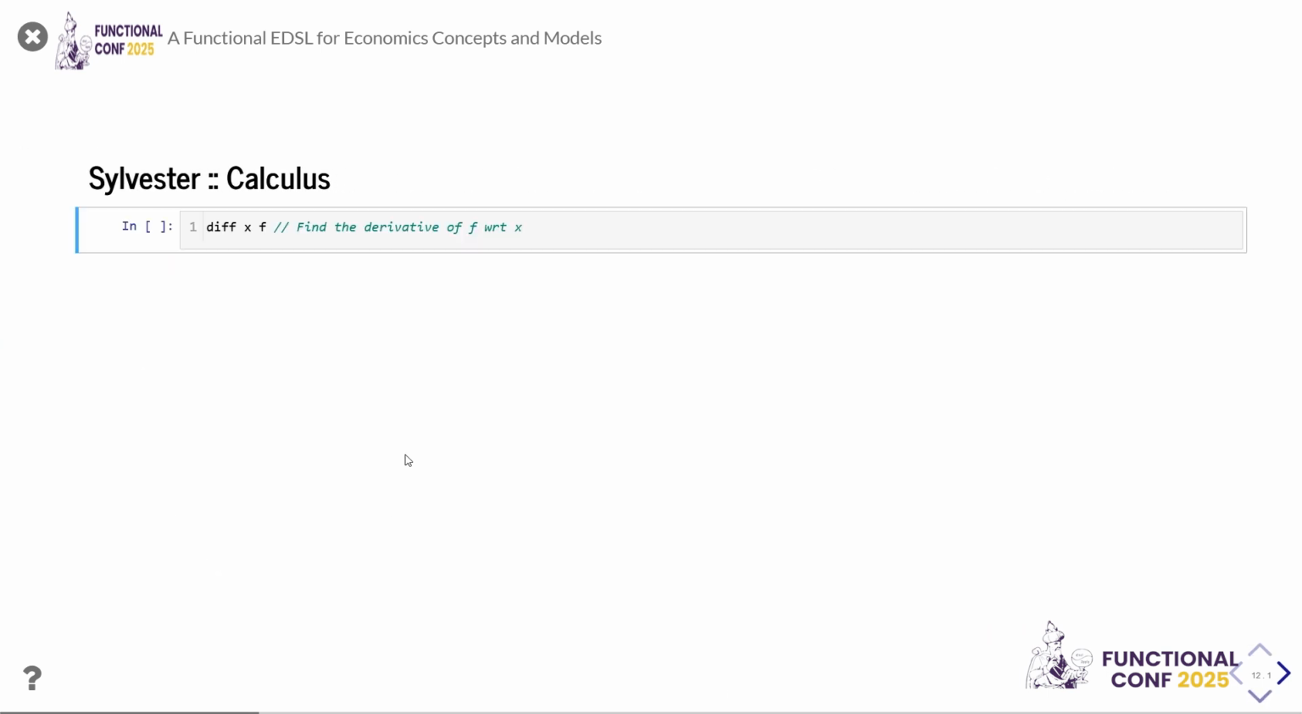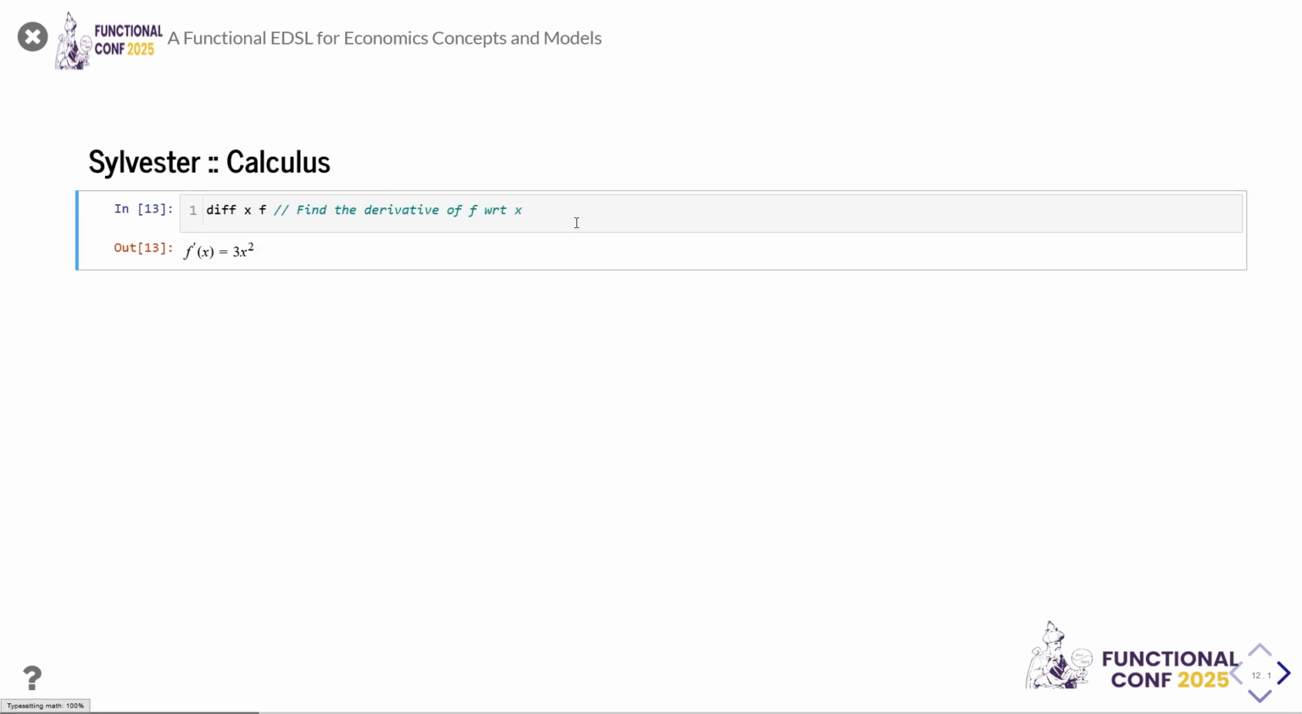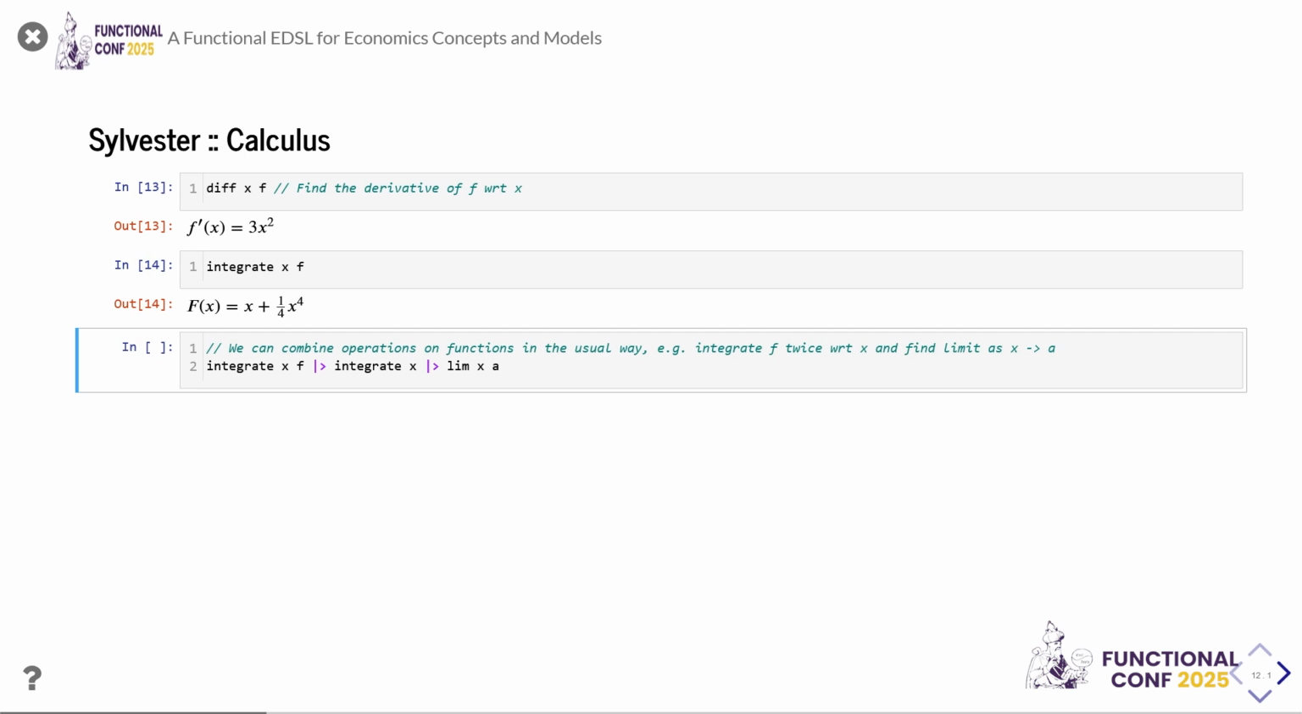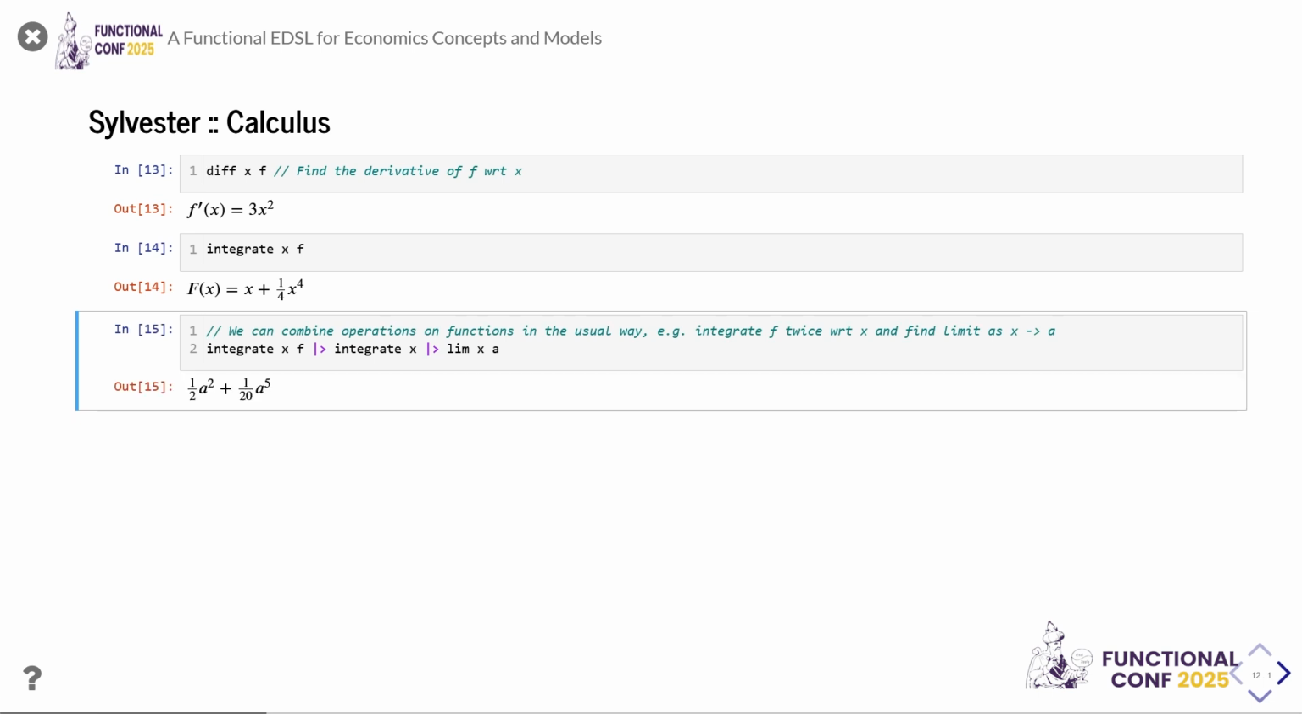All right, so let's look at just simple calculus. So basically, this is just simple calculus operations on our function. So we can find the derivative, we can integrate. So here again, we're combining operations in the usual functional way. We're integrating twice, and then we're going to find the limits of the result of that function.